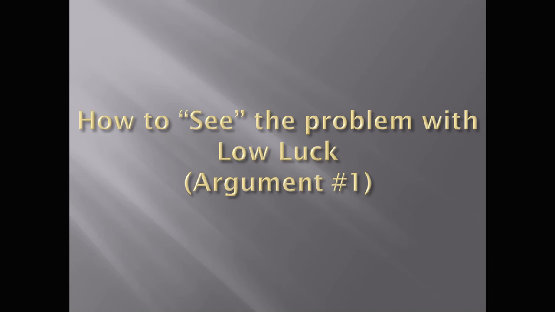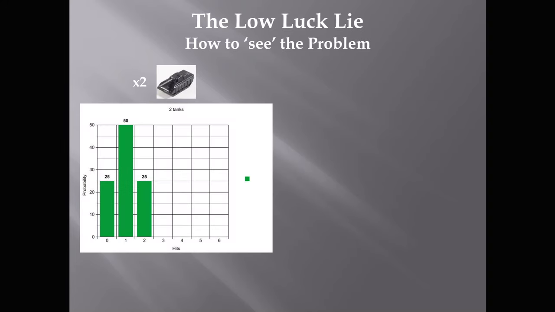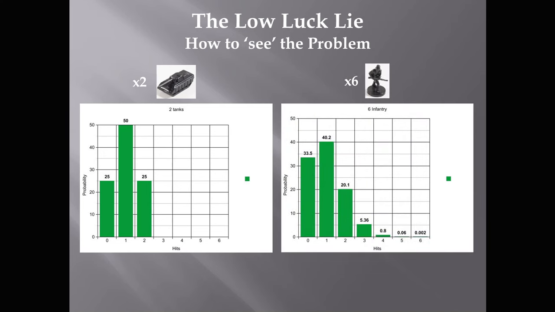So the best way that I've found to see the problem is to compare infantry to tanks, because low luck considers these equal when they're attacking. In other words, 2 attacking tanks and 6 attacking infantry will both get exactly 1 kill. Now below each of these piece types, we have the graphs for when you're using pure luck. So now we're in a good position to do a side-by-side comparison.